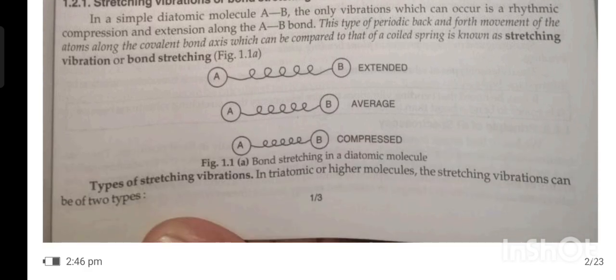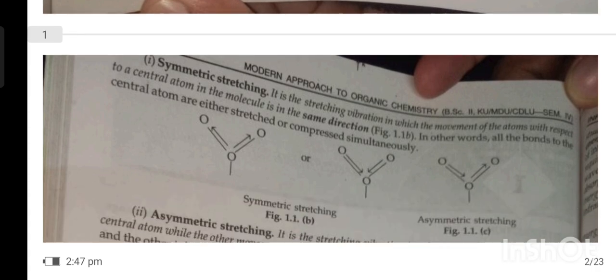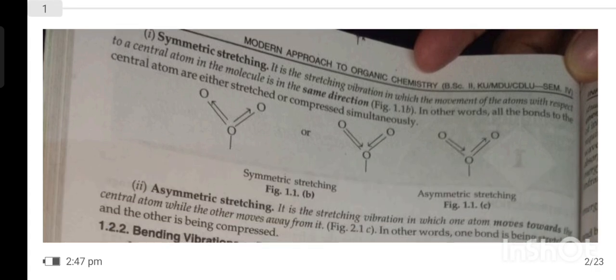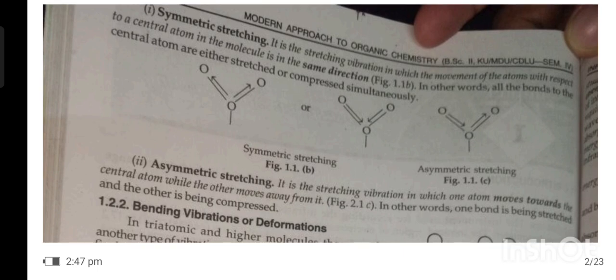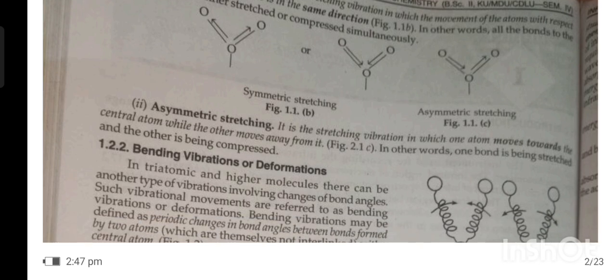Types of stretching. In triatomic or higher molecules, the stretching vibration can be of two types. First, symmetrical stretching. It is the stretching vibration in which the movement of atoms with respect to the central atom in a molecule is in the same direction. In other words, all the bonds to the central atom are either stretched or compressed simultaneously. Second, asymmetric stretching. It is the stretching vibration in which one atom moves toward the central atom while the other moves away from it. In other words, one bond is being stretched and the other is being compressed.